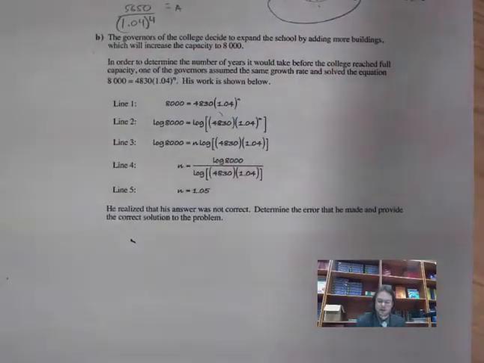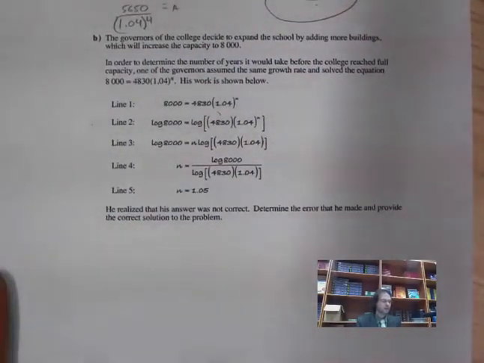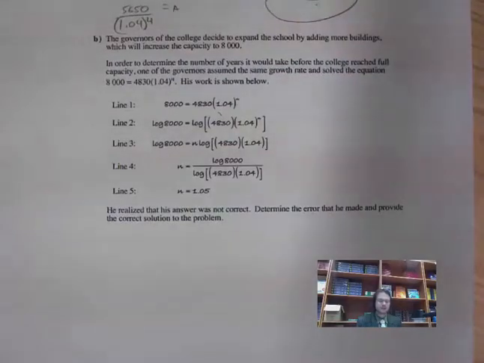It says, the governors of the college decide to expand the school by adding more buildings, which will increase the capacity to 8,000. All right, so we're increasing the capacity to 8,000. In order to determine the number of years it would take before the college reached full capacity, the governor used the growth equation below to solve. He soon realized, though, that his answer is not correct. Where did he make the error?